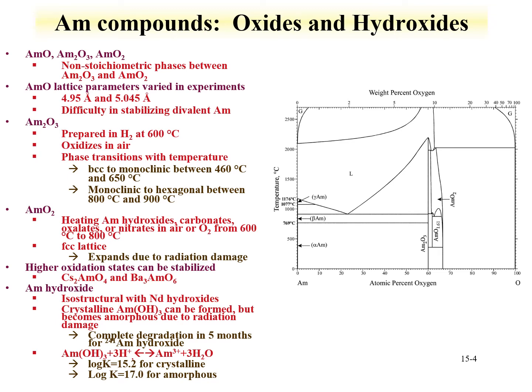Americium hydroxide, which can be formed from the precipitation of Americium 3 in basic solutions, is similar and isostructural to neodymium hydroxides. The compound can be crystalline, but becomes amorphous due to radiation damage. The hydrolysis constants and the solubility constants are known, and this behavior between crystalline and amorphous variations is reflected in the KSP.